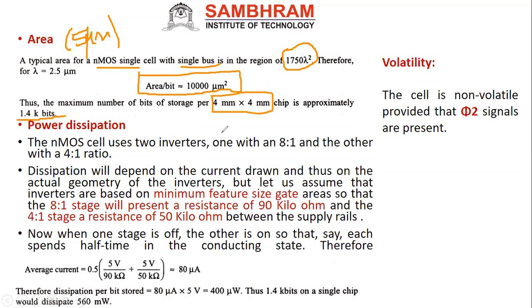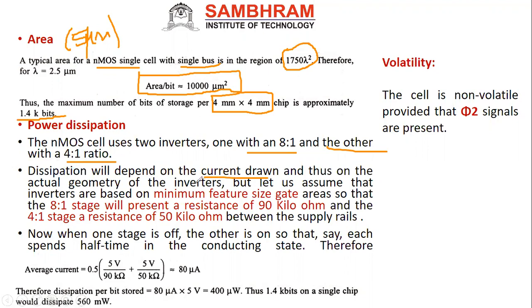Next, power dissipation. Now, in the NMOS cell, we are using two inverters. The two inverters are not of equal ratio. The first inverter has 8:1. The second inverter has a 4:1 ratio. Now, here the power dissipation will depend on the current drawn.